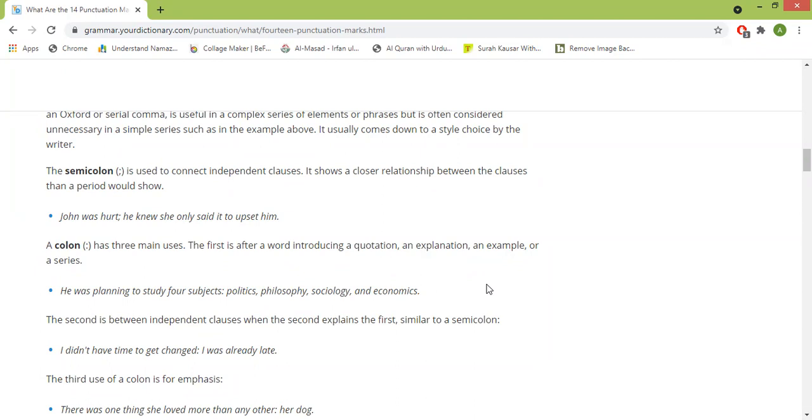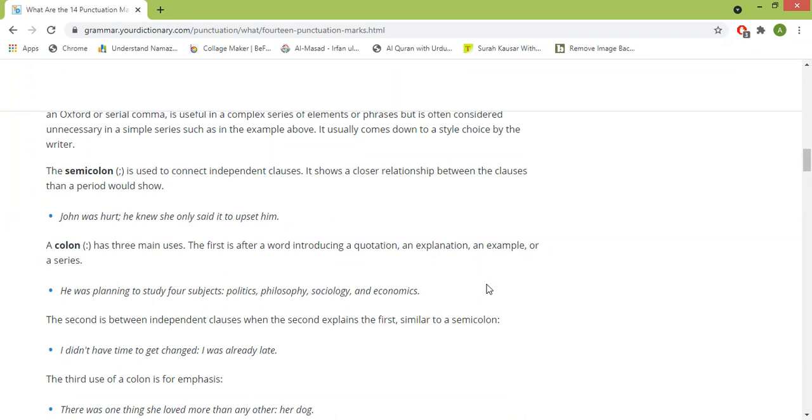Then we have colon. A colon has three main uses. The first is after a word introducing a quotation, an explanation, an example, or a series. We use a colon after a heading when we are going to explain something. We give a heading and we put a colon after that for explaining something.